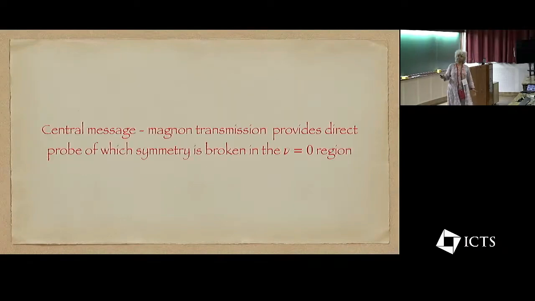So that's the central message I wanted to give here: when you have many possible states at nu equals 0, which can be either spin ordered or valley ordered, by sending magnons through the system, you can find out what kind of order the ground state has.